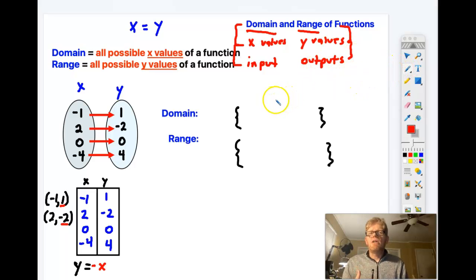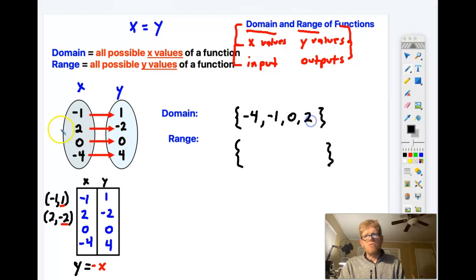So if we want to find the domain, or all of the x values, or all of the inputs into this function, we would look in our x column and find all of those values, and then we would put them in numeric order. So we'll start with our negative numbers first. We'll go to our x column. What are all the possible inputs, or what is the domain? Well, -4, -1, 0, and 2. So that's all of them in order.